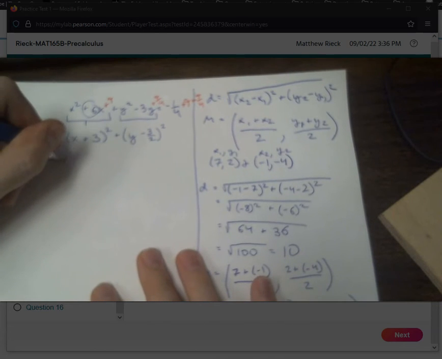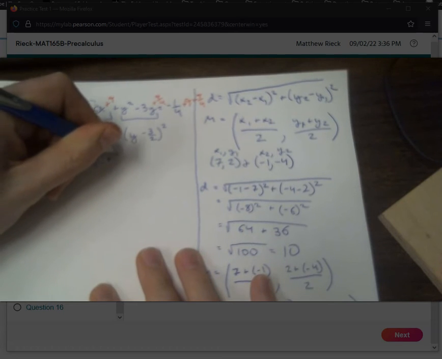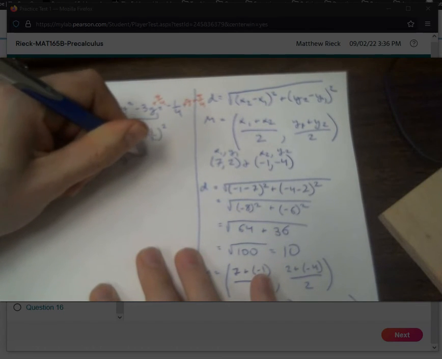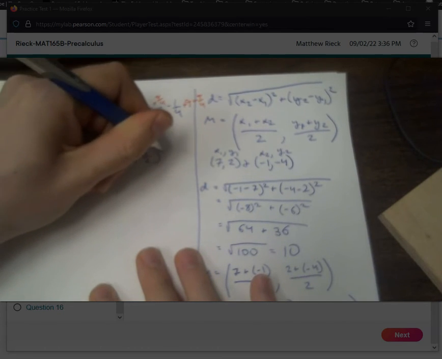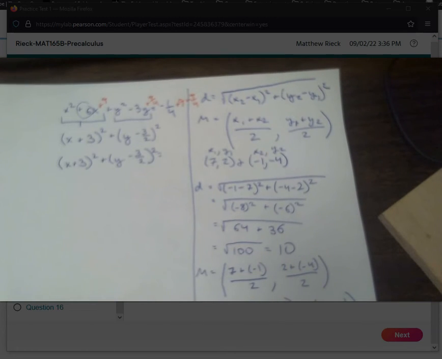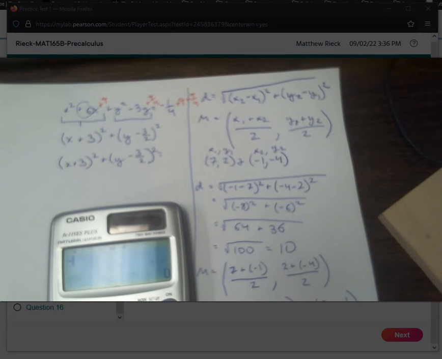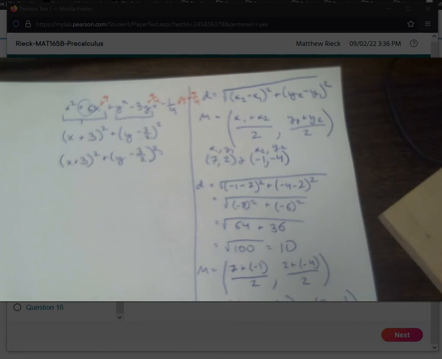All right, so what I'm left with is I have x plus 3 squared plus y minus 3 over 2 squared. So if I take negative 1/4 plus 9 plus 9/4, negative 1/4 plus 9 plus 9/4 gets me 11.